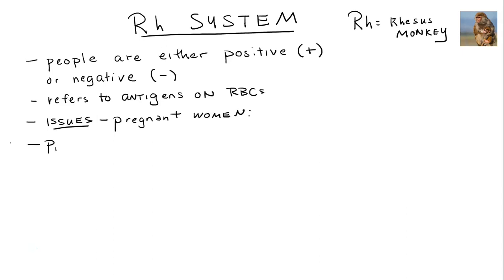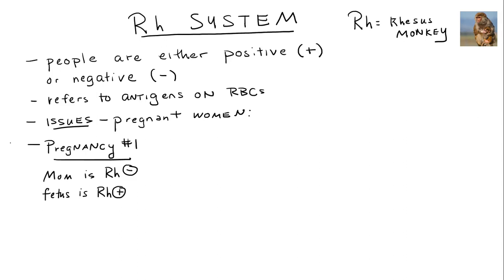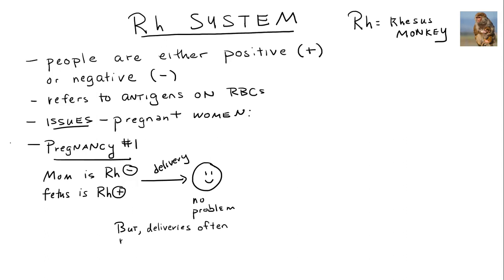The issue is mom gets pregnant and she is Rh negative, but let's say the fetus is Rh positive. She goes through her normal pregnancy, no problems, and then there is the delivery, and everybody's happy. No problem there. But the thing about deliveries is that there can often be a tearing of tissue, and that results in a mixing of the blood. That could happen even though the baby's out and the baby's normal. No worries.